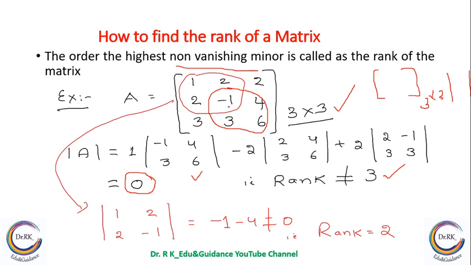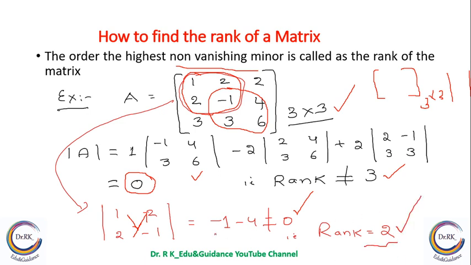This is one minor, this is another minor. For example, first we'll take this one: 1, 2, 2, minus 1, so AD minus BC. 1 into minus 1, minus 2 into 2, this is not becoming 0. That means there exists a minor of order 2 which is not equal to 0. If it is not equal to 0, obviously rank becomes equal to 2.